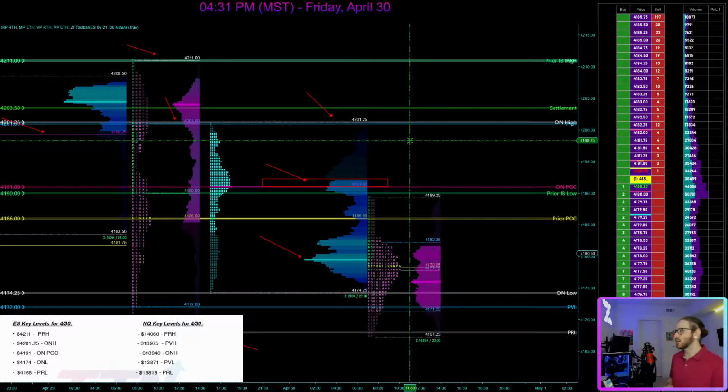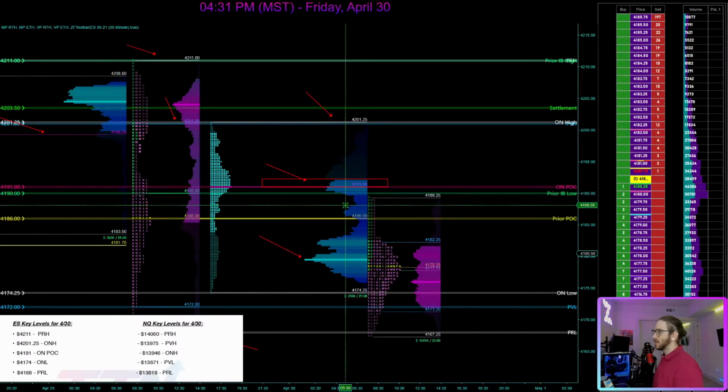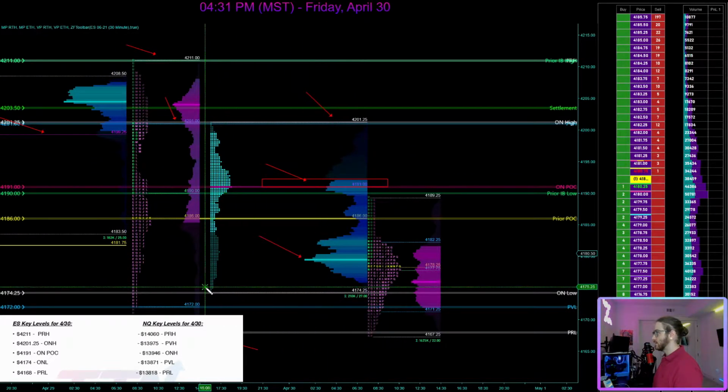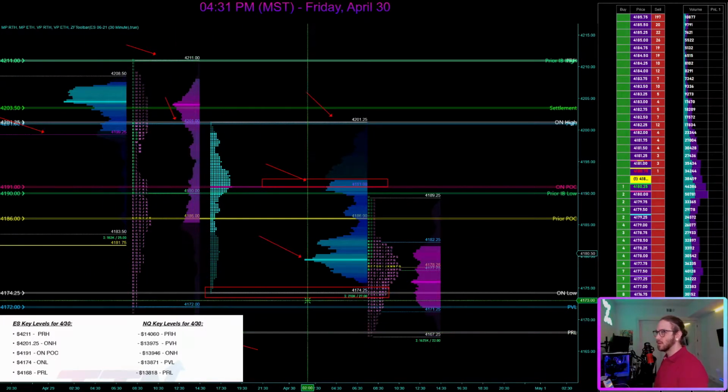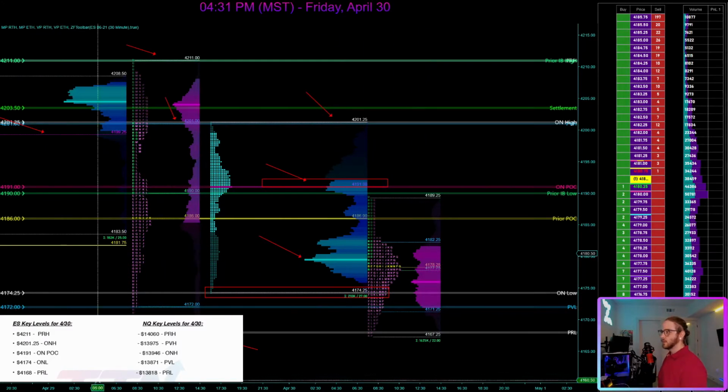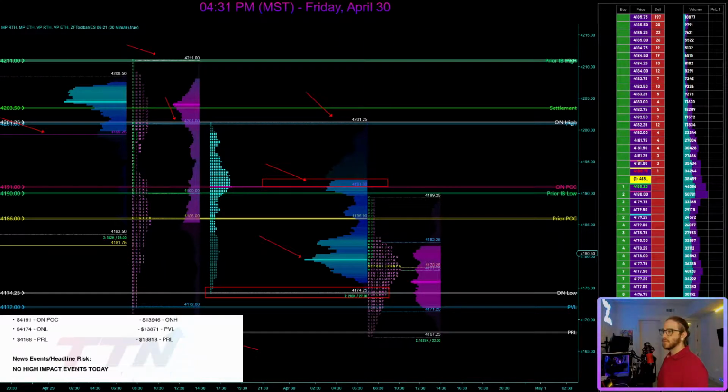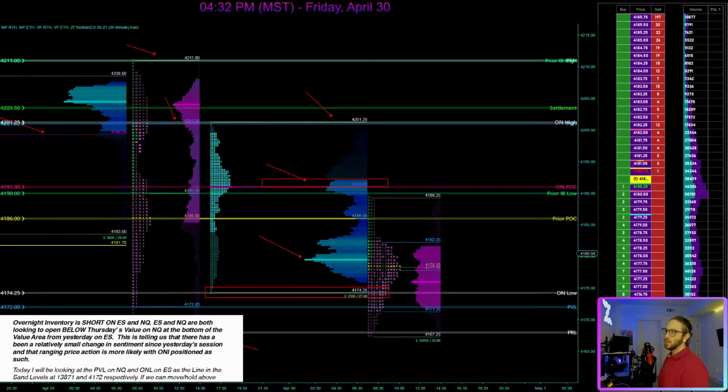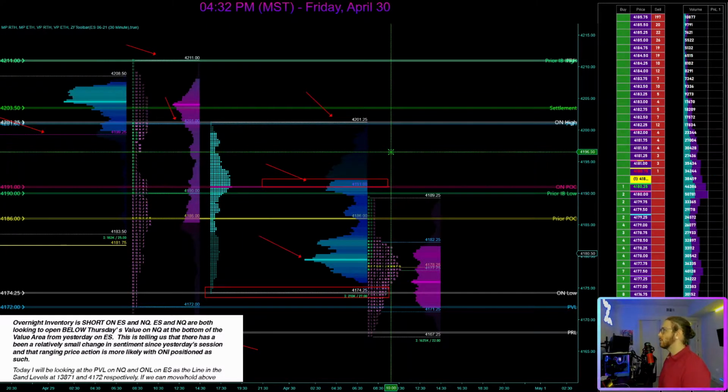Moving on from that overnight POC at 41.91, next level I was looking at was the overnight low down here at 41.7425, and rounding off the key levels with yesterday's low down here at 41.68. So we are going to move down into the analysis here, and I will discuss my thoughts pre-market.